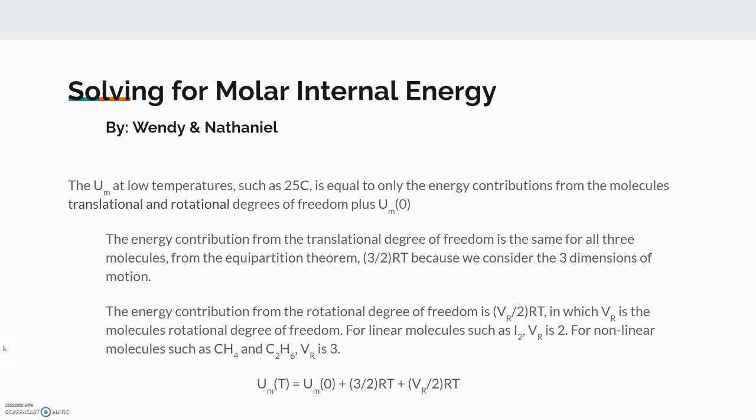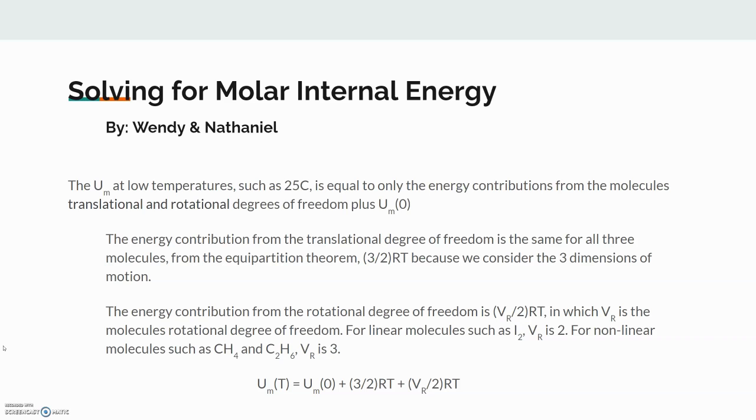Hello everyone, my name is Nathaniel, and I'm going to be walking you through Wendy's and my solution to our problem. In the problem statement, we are asked to estimate the molar internal energy, using the equipartition theorem, of 3 molecules in the gas phase at 25 degrees Celsius. The molar internal energy at low temperatures, such as the target temperature of 25 degrees Celsius, is equal to only the energy contributions from the molecule's translational and rotational degrees of freedom, plus the molar internal energy at T equal to 0.